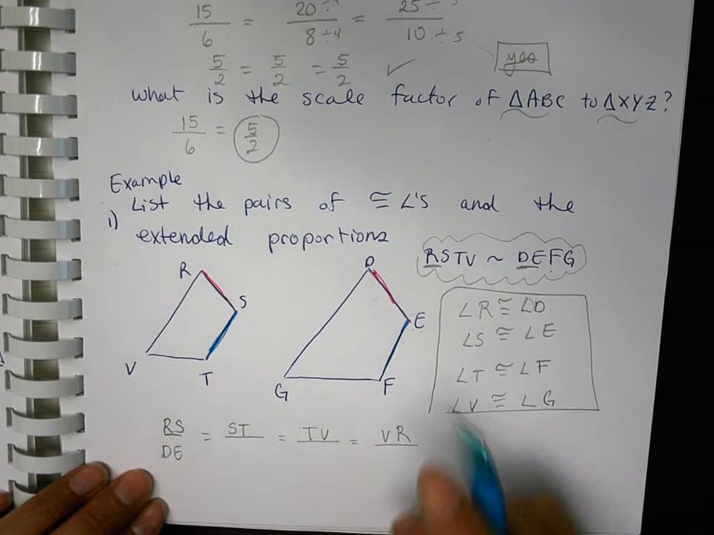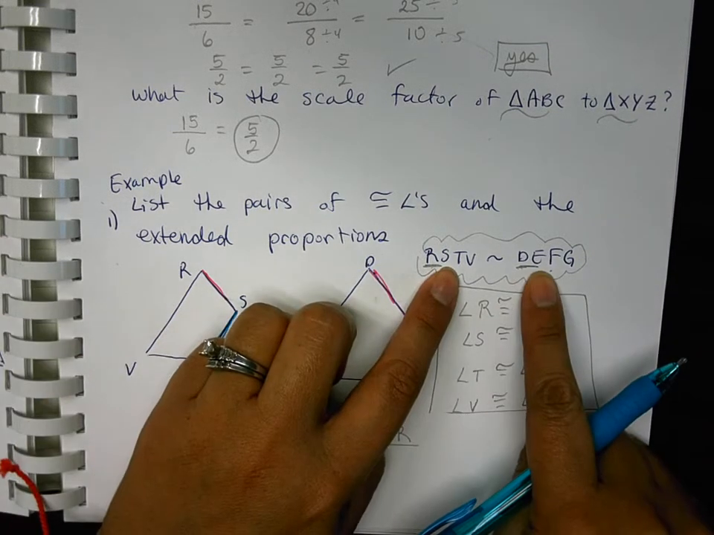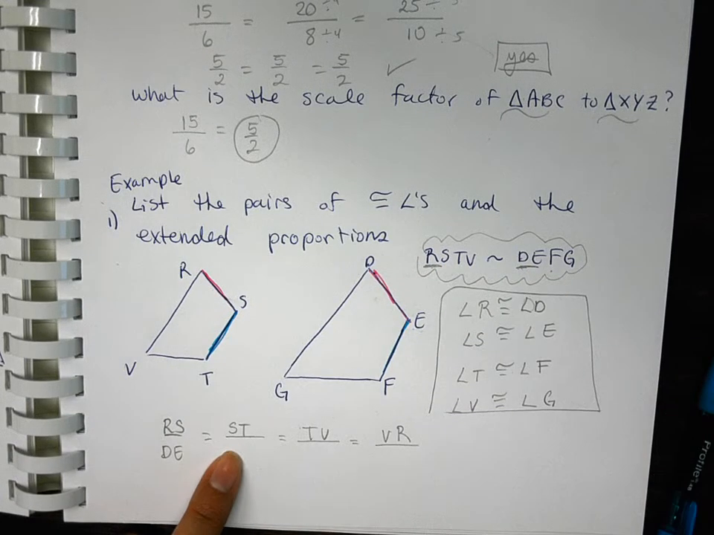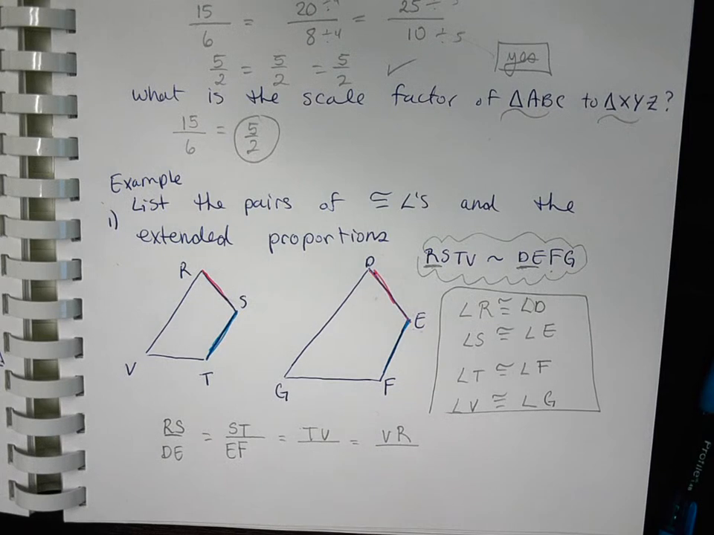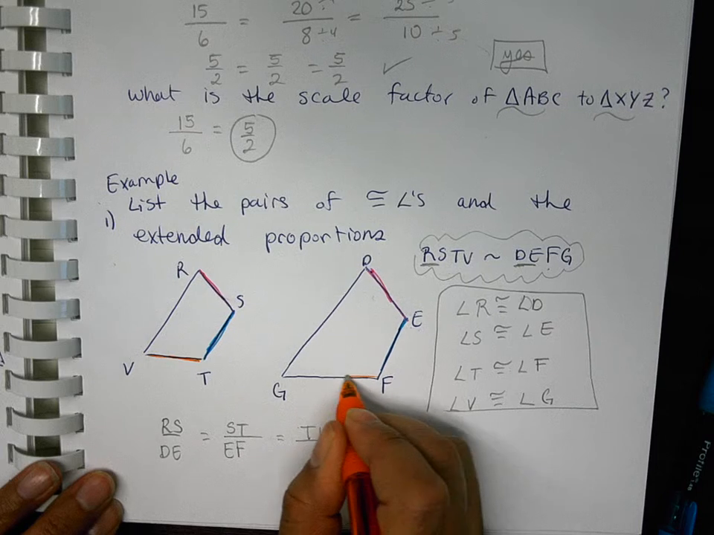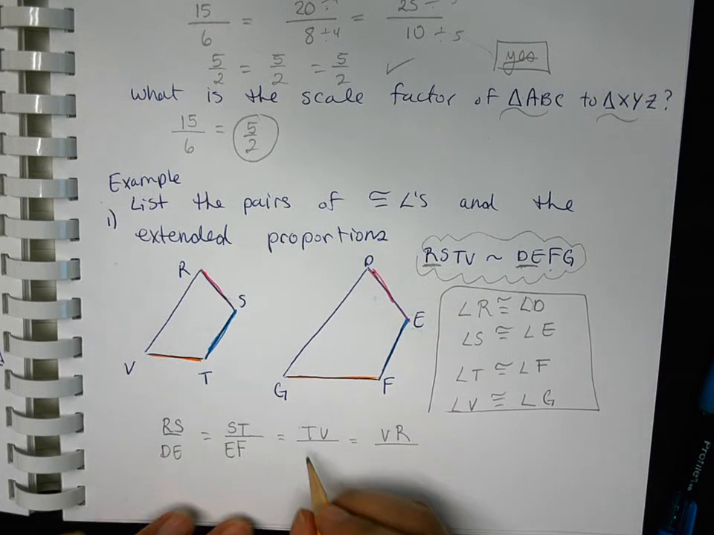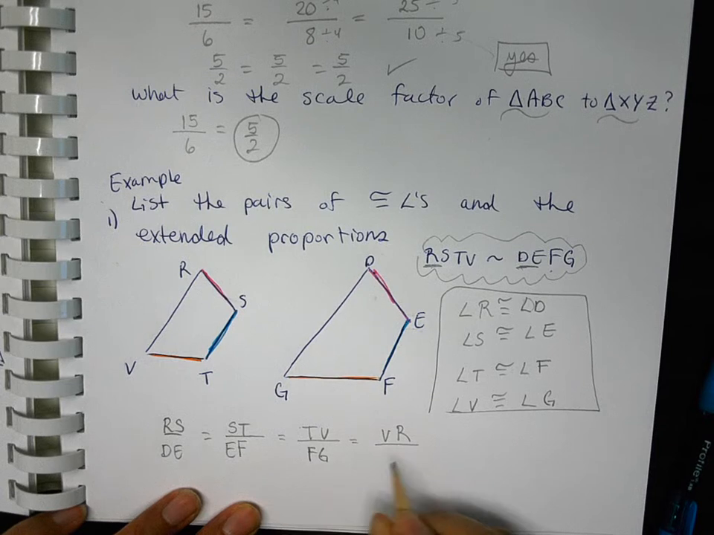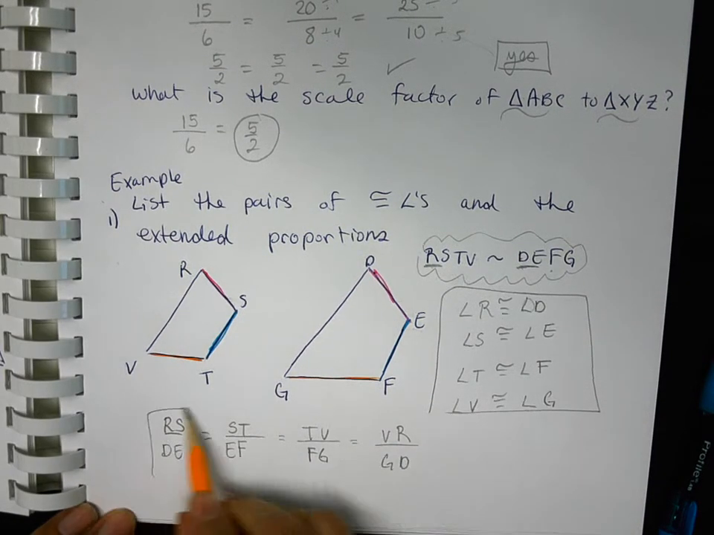I know that ST matches with EF, looking here and here, yes or no? So what goes in the denominator of ST? EF. And we know that TV matches with which one? FG. They're not congruent, but they have the extended proportions. The sides are proportional. All right, TV with what? FG. And VR with GD. Okay, questions here, yes or no?